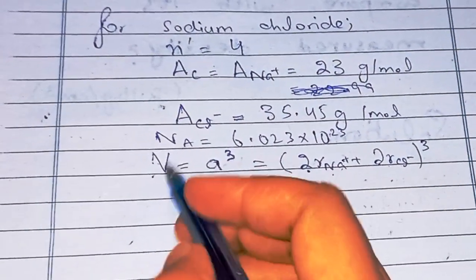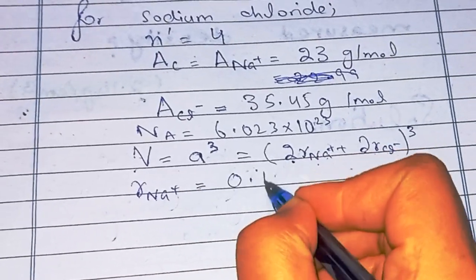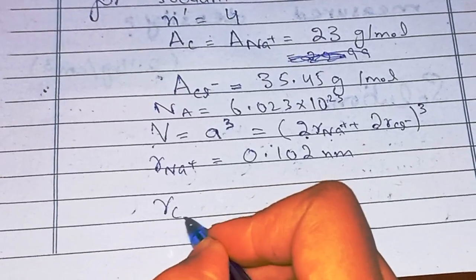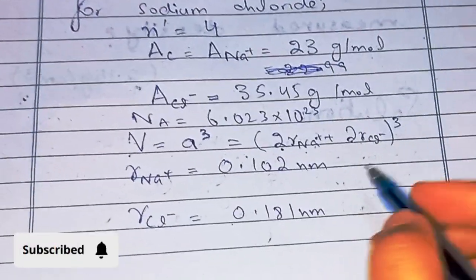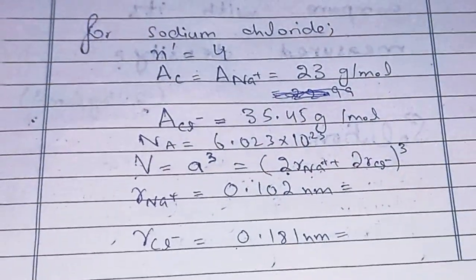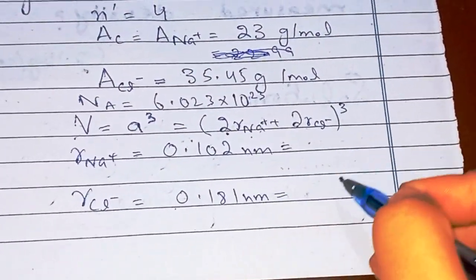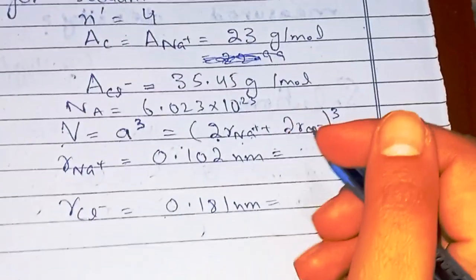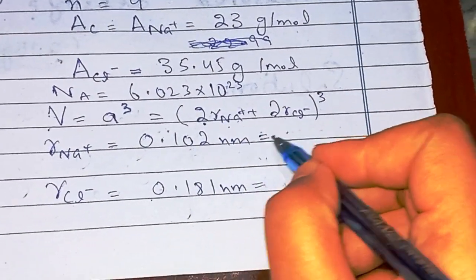And let me mention the radius of sodium ion, which is equal to 0.102 nanometer, and the radius of chloride ion, which is equal to 0.181 nanometer. Hopefully they will give you these in the question because you can't remember all the values, so you can ask your tutor. They should tell you these constant values if you don't remember them.